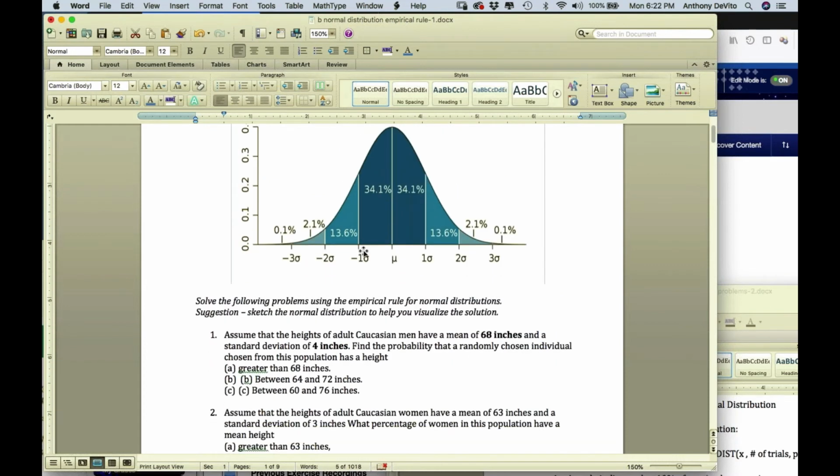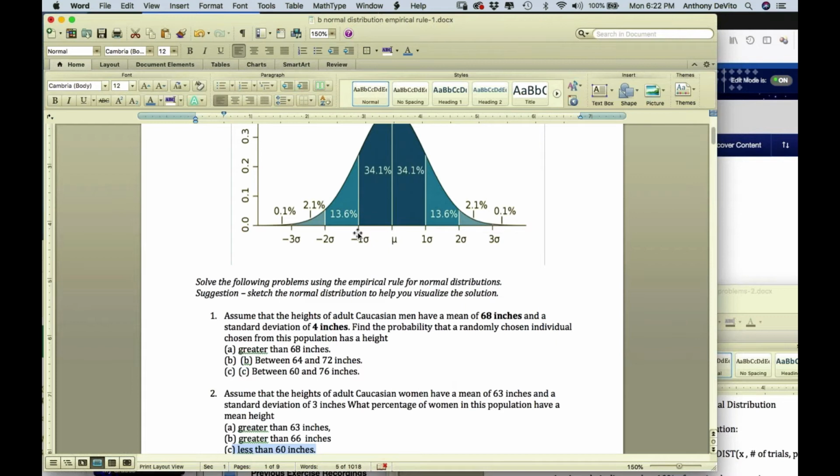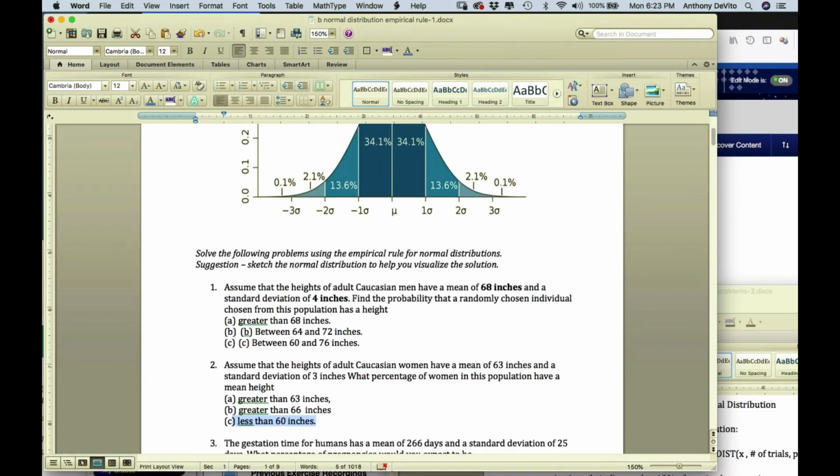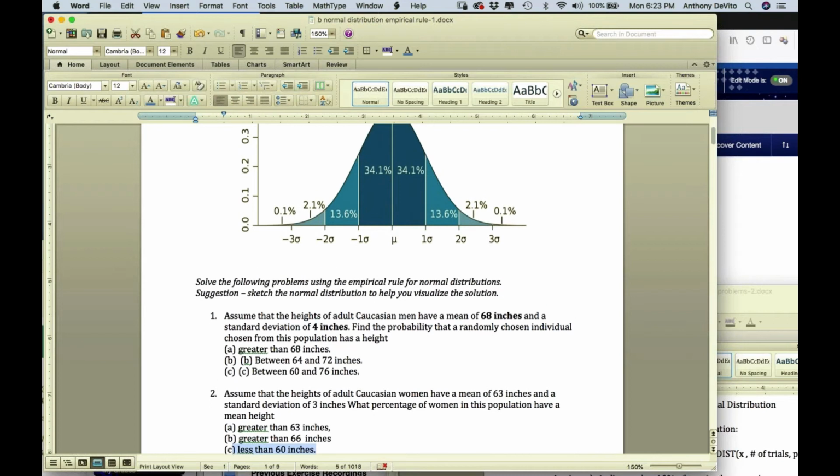The mean is 63 inches, less than 60, right? Let me see a guess online. You jumped ahead, didn't you? Right, the mean. What was the mean? 63. The mean was 63, and I'm asking you what percentage is less than 60, right? So less than 60 is 16ish, right? Exactly, about 16% of the population. But you had the right idea.